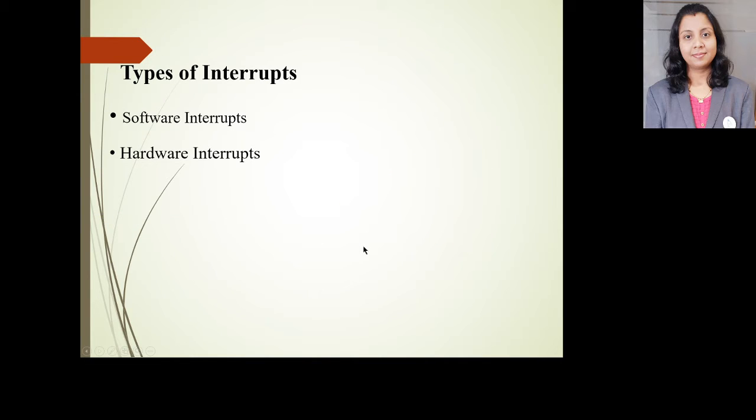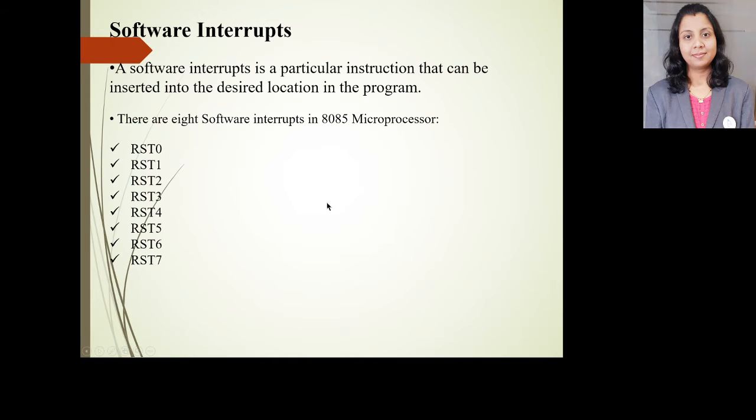So what are the types of interrupts? There are two types: software interrupts and hardware interrupts. Firstly, we'll go through software interrupts. A software interrupt is a particular instruction that can be inserted at the desired location in the program. There are 8 software interrupts in the 8085 microprocessor. Those are RST0 to RST7.